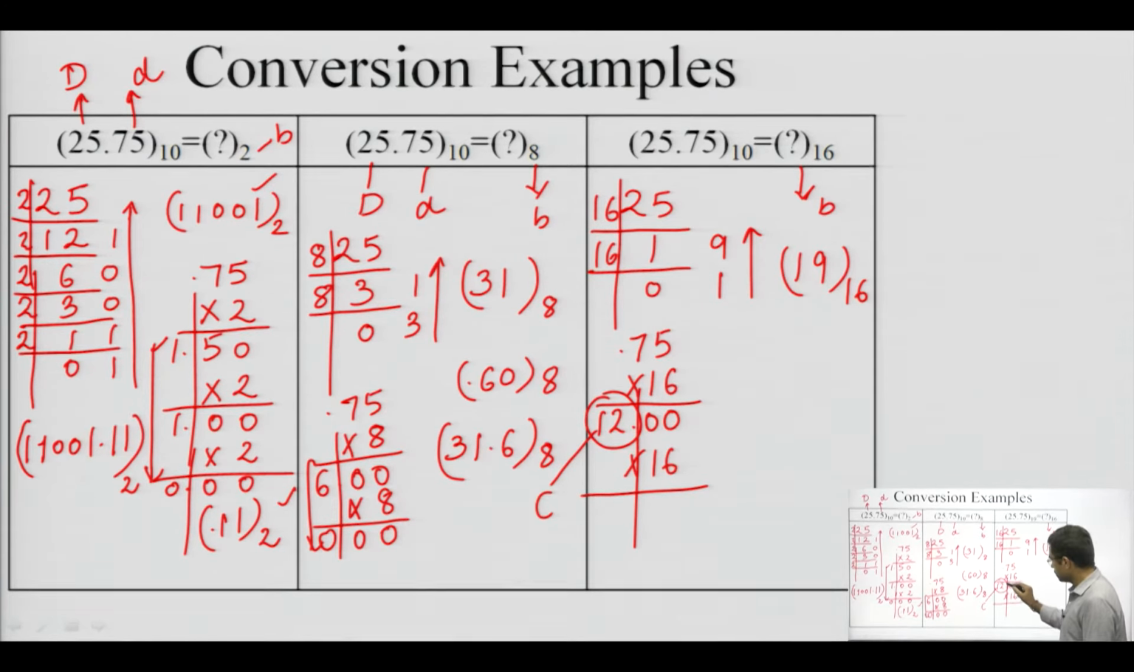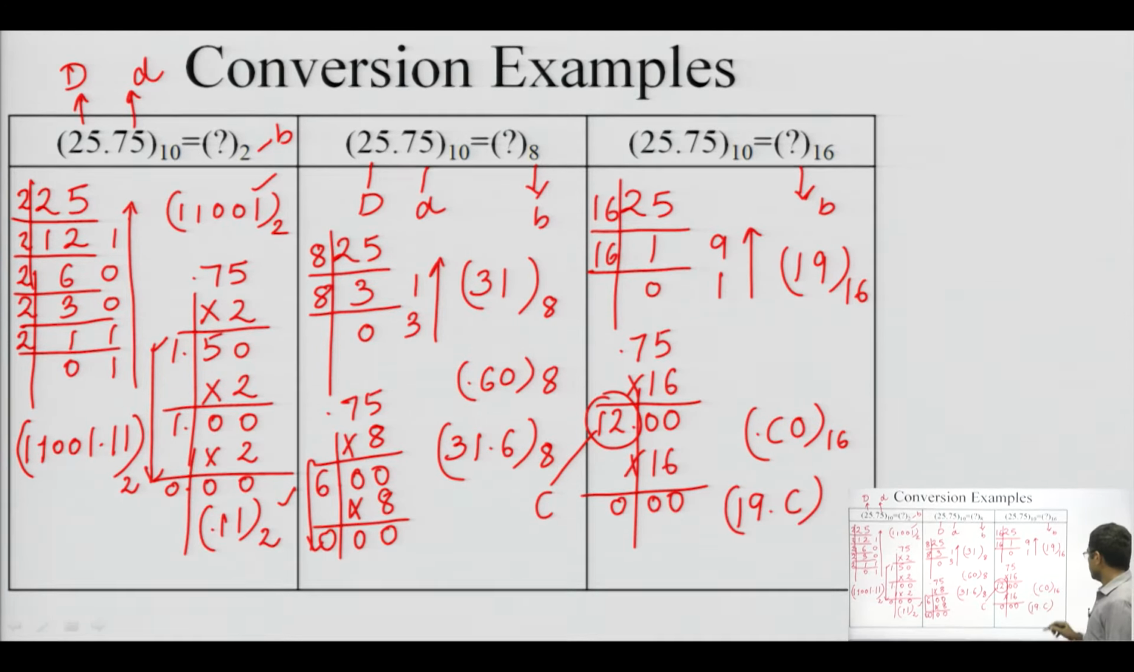Now, this 12 has been removed from the multiplication now. So, 0.00 into 16 I will be getting 0 0 0. So, I can stop here and the integer parts generated through multiplication will be C and 0, and if I arrange them in the same order of their generation, then it becomes .C0. Okay. So, the final answer will be 19 point C in hexadecimal.